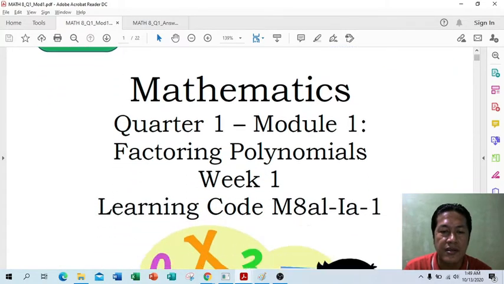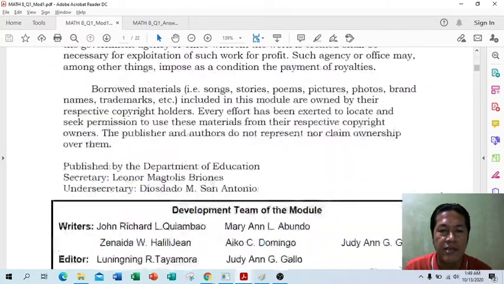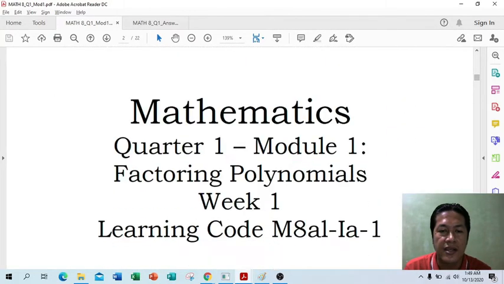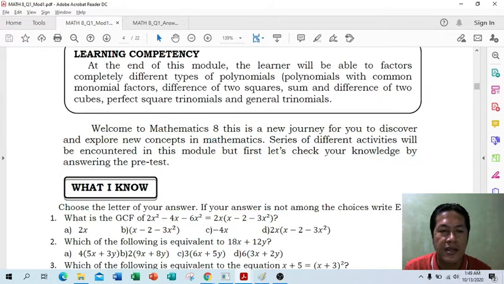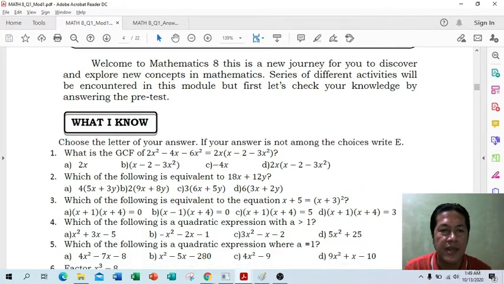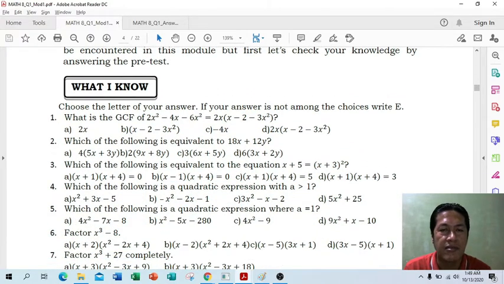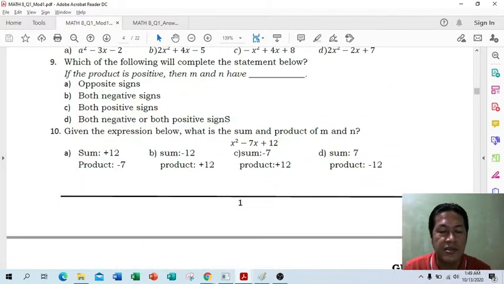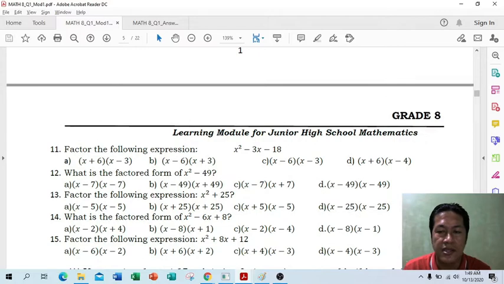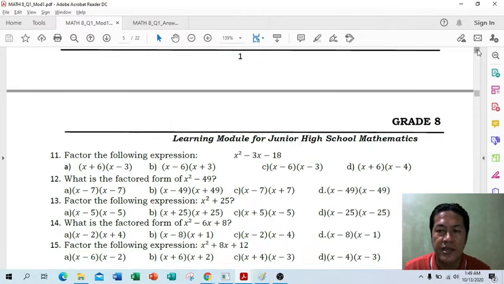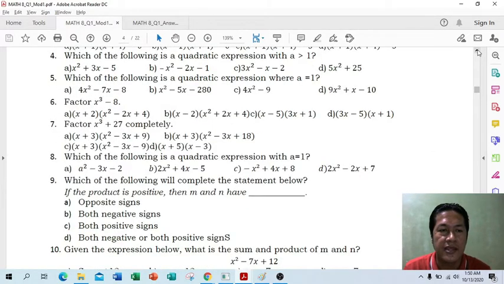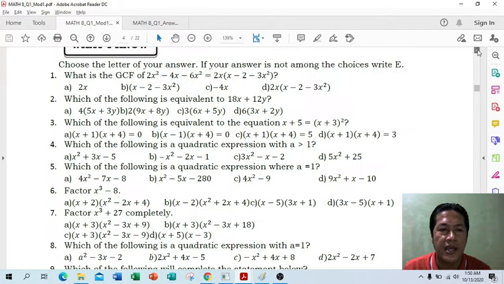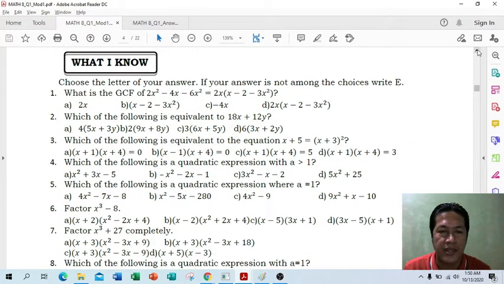First, we're going to take the pre-test on page 4 entitled What I Know. There are 15 items. You just write the letter in your 1/4 sheet and then write your name, section, and module 1. Okay?